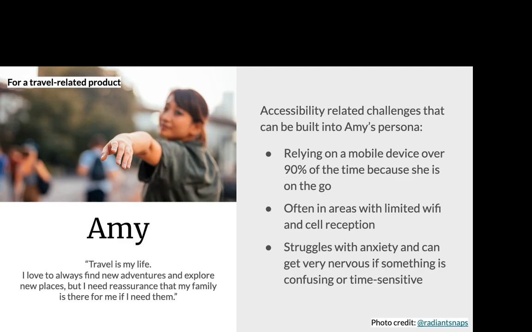So here's an example of two personas that are built with accessibility in mind. And I'm only going into the accessibility considerations. So you're not just throwing some kind of an accessibility consideration or a disability into a persona for the sake of doing it. It needs to be something that's actually relevant to the persona and the product that you're building. So in this case, for a travel-related product, I have Amy, who absolutely loves to travel, but she always needs that reassurance that her family is back there for her. The considerations that are built in here include relying on a mobile device for over 90% of the time because she's on the go. That is a real accessibility consideration.